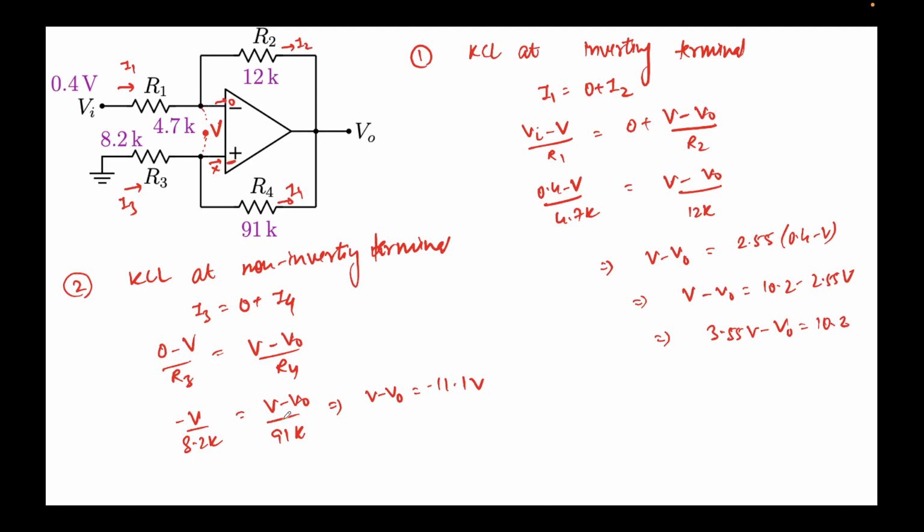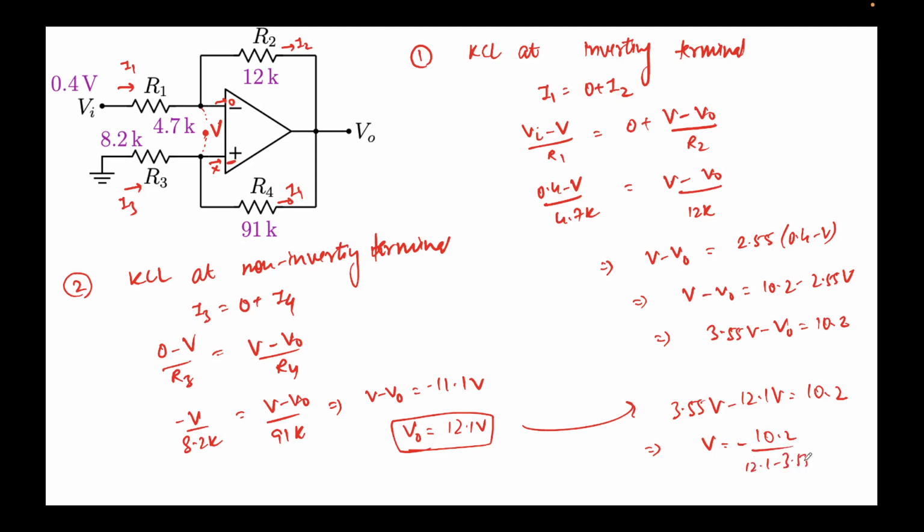Just a second. Yeah, so V naught will become equal to 12.1 V. Okay, now let's put this value here. So this will come out to be 3.55 V minus 12.1 V equal to 10.2. This will give me V equal to 10.2 over, this will be negative sign, 12.1 minus 3.55. Let's see what comes out.